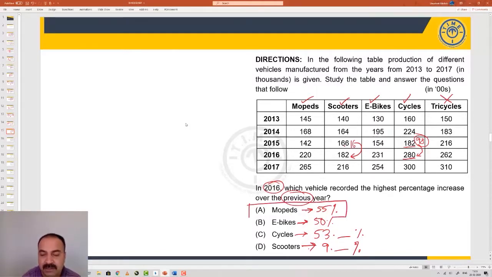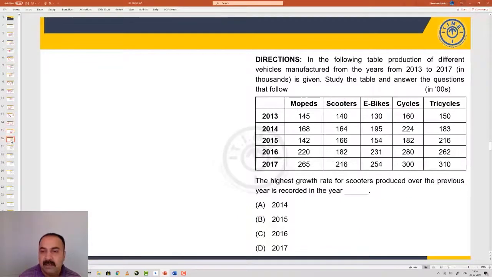Therefore the correct answer to this question, which vehicle recorded the highest percentage increase in 2016 compared to 2015, will be mopeds. If we write down everything as per school days, final value minus initial value upon the initial value of comparison into 100, you will achieve the same answer, but you will lose some speed. And therefore, this is the method that we typically recommend. Go to the next question, which says highest growth for scooters produced over the previous year is in which year?